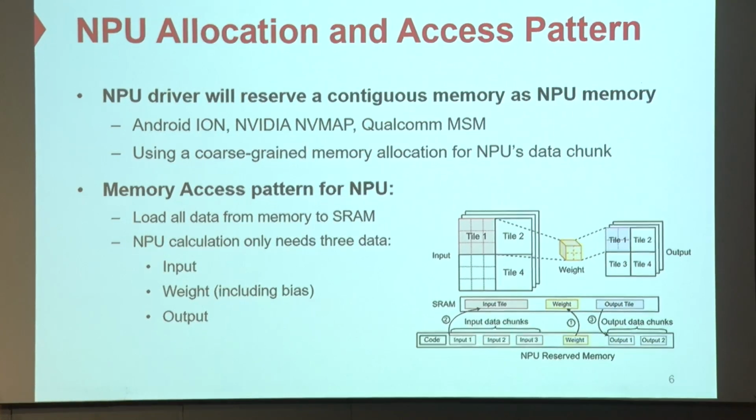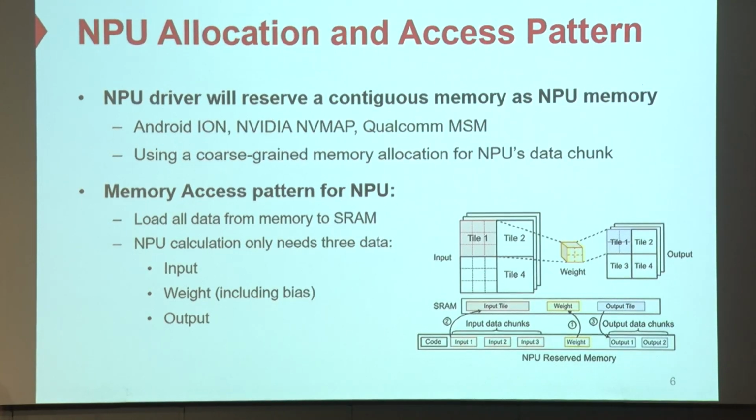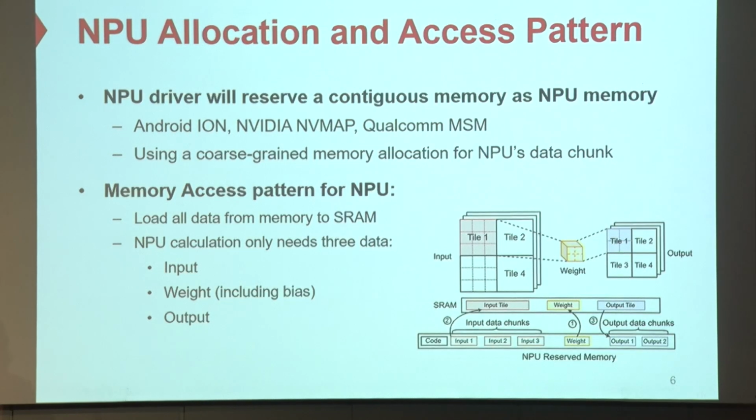We propose a more efficient memory access control mechanism which fully utilizes the NPU allocation and access pattern. The current NPU driver will reserve a contiguous memory space as NPU memory and allocate all data required by the NPU in this space. During NPU execution, it only requires 3 types of data: the input data, model weight, and output result. The NPU uses DMA to load and store this data from the main memory to the on-chip SRAM.